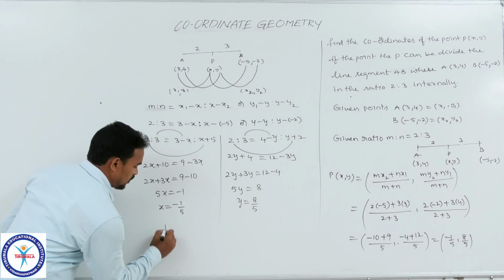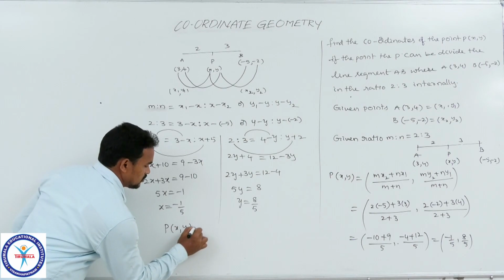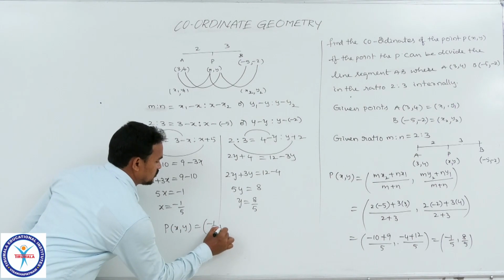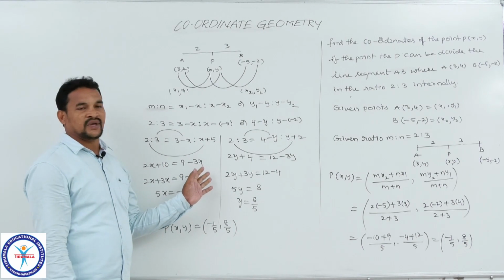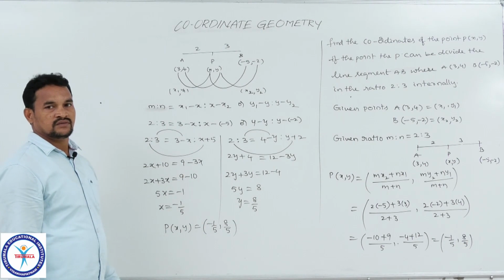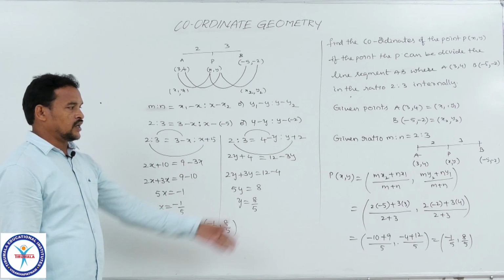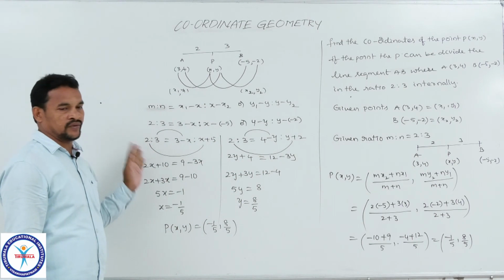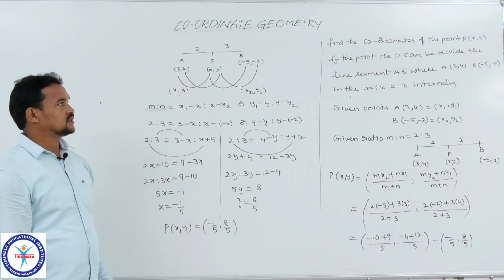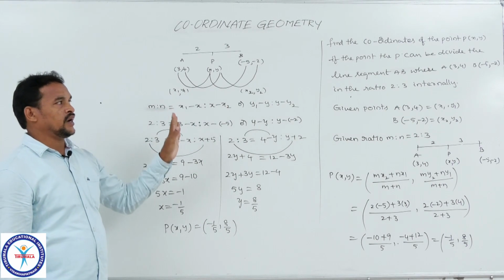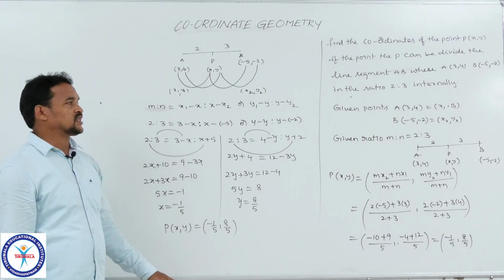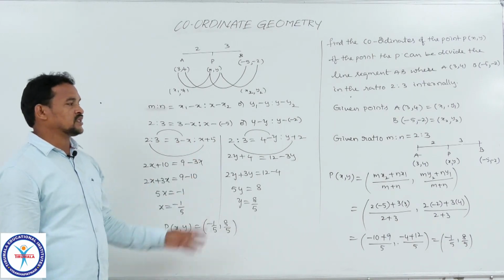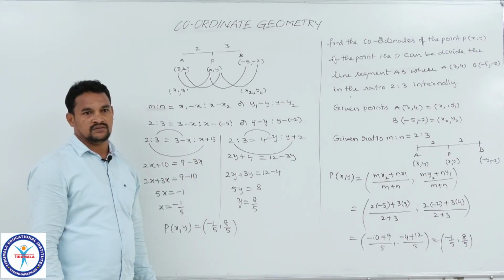Here the coordinates of P of x comma y are minus 1 by 5 comma 8 by 5. It is the alternate method. In both methods, any method you take, directly the formula or the alternate method, your wish. Like this, how to find the coordinates of any point. The point can be divided internally by the given line segment in the ratio m:n. In both cases, any one case you can take.